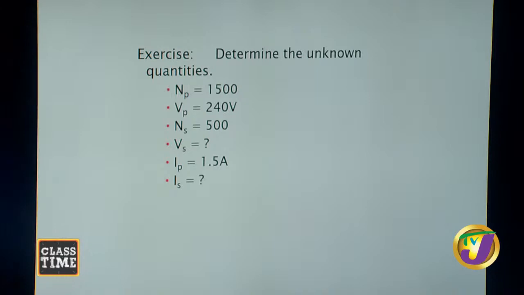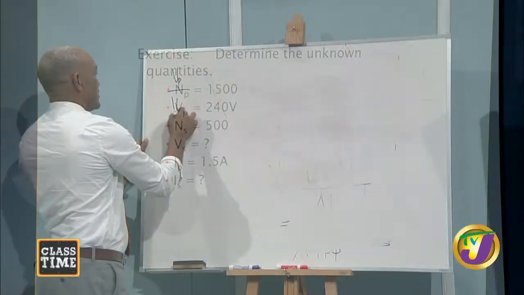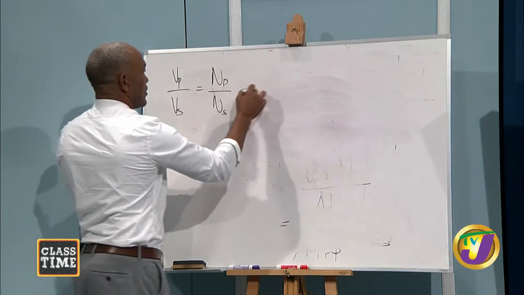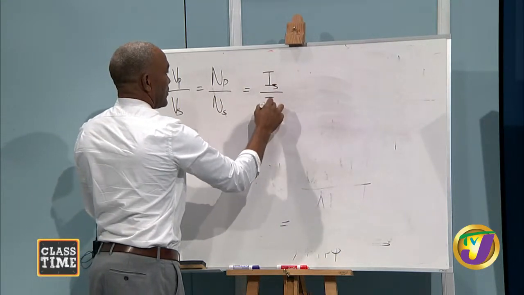So we move to doing the calculation, students. We're going to set out our equation again according to how it was given. I am hoping that somebody at home is going to work this fast enough, faster than how I'm going to be doing it. So Vp over Vs is equal to Np over Ns is equal to Is over Ip.